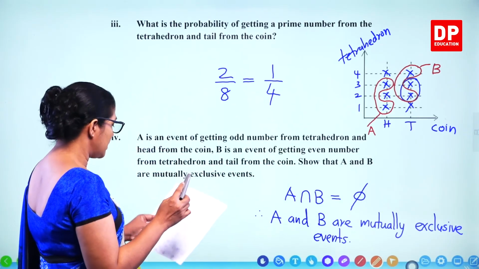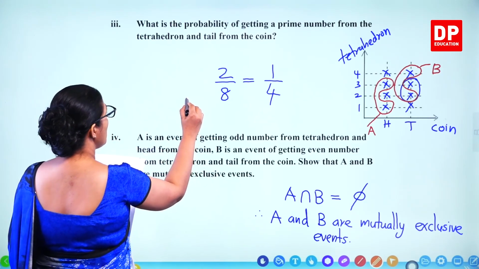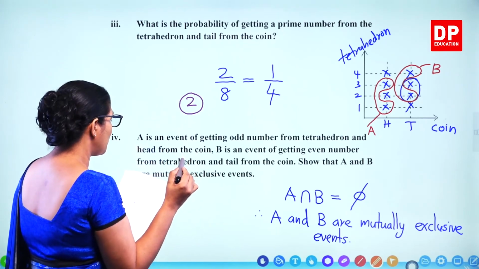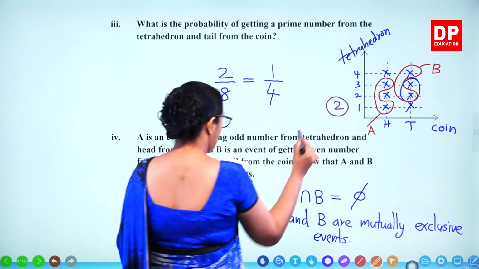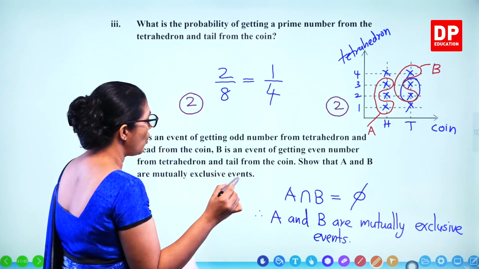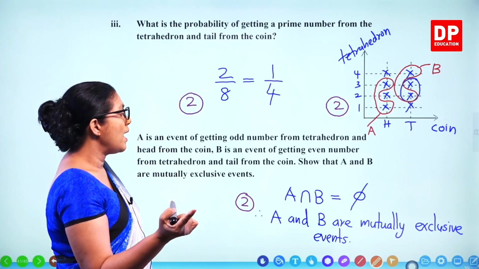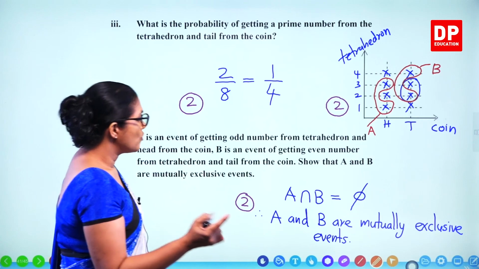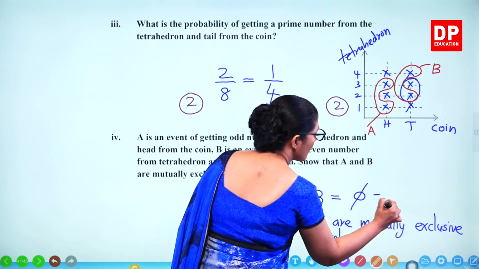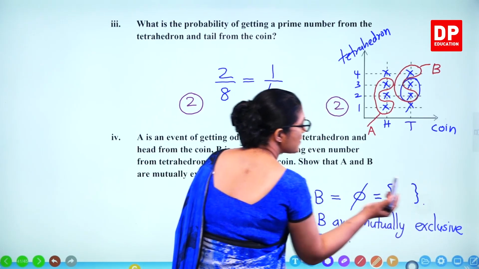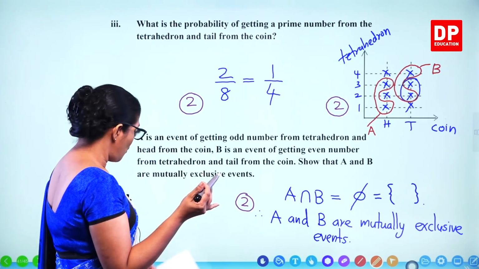How many marks for that? So the third part you are getting 2 marks. And the fourth part, for the diagram showing A and B, that's 2 marks. And 2 marks for showing this. Writing down there's no intersection and no elements in A and B. So either you can use this symbol or just 2 brackets like this without writing any elements. So we gave all marks.